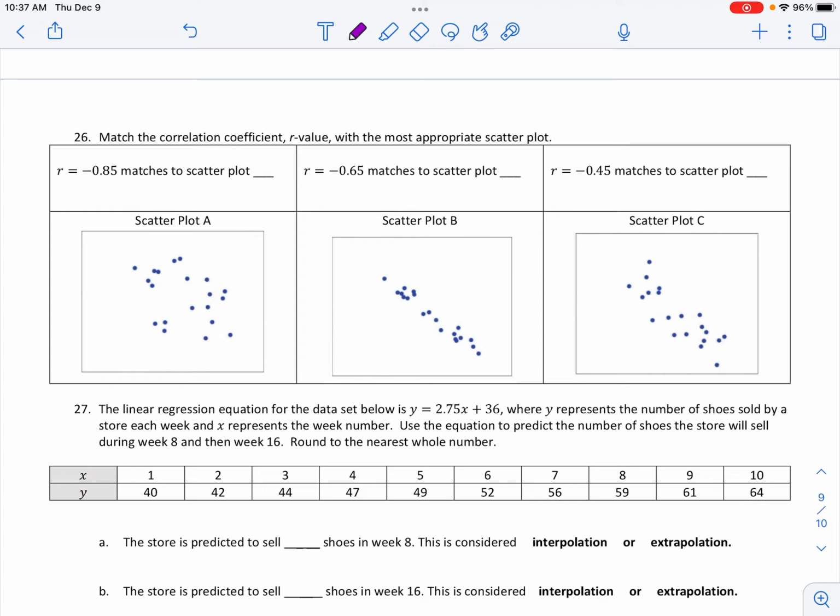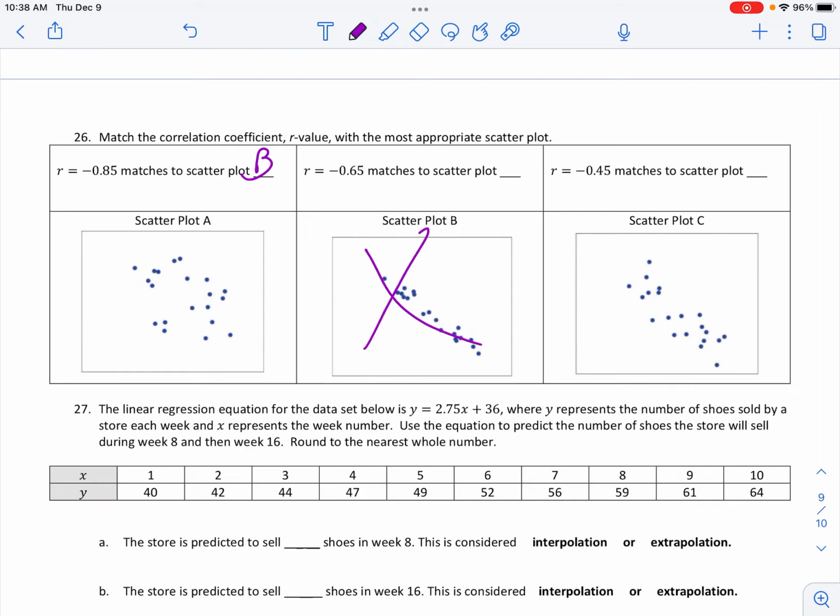Okay, 26 real quick. Match up the R values with the particular plot, and negative 0.85, that's pretty close to -1, so I should see a negative association. I should see a fairly linear line happening. And when I look at my options there, they all are decreasing, but the one that looks a little bit more linear is scatter plot B.